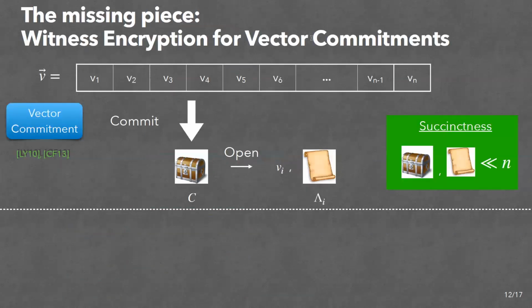Okay, now towards the solution, we introduce something that we call in the paper witness encryption for vector commitments. In a nutshell, vector commitments is a well-known cryptographic primitive with which you can take a vector and generate a compressing, succinct commitment so that you can later provide an opening proof for every position of the vector. Everything is succinct and nice.